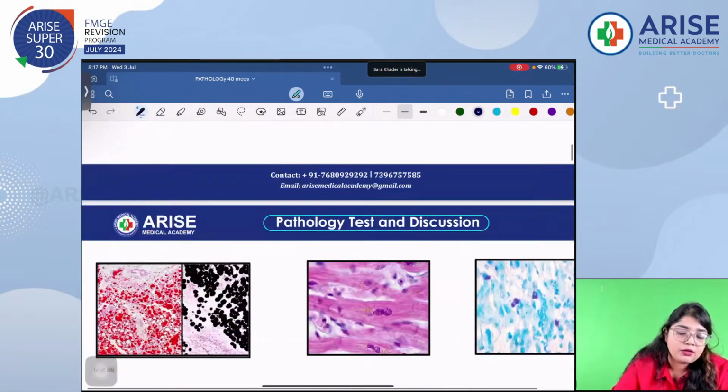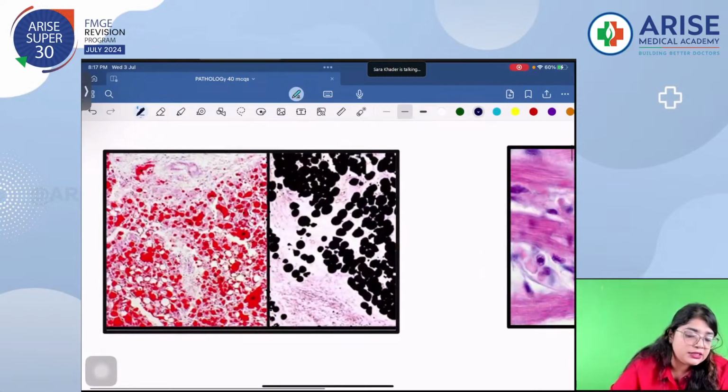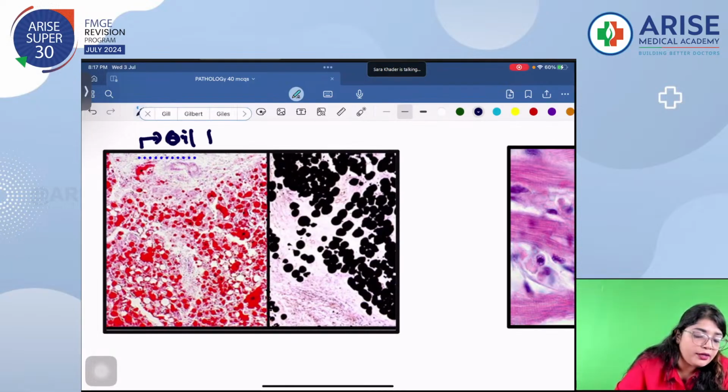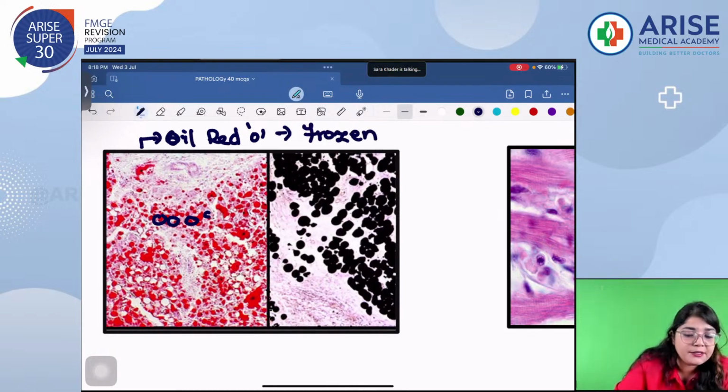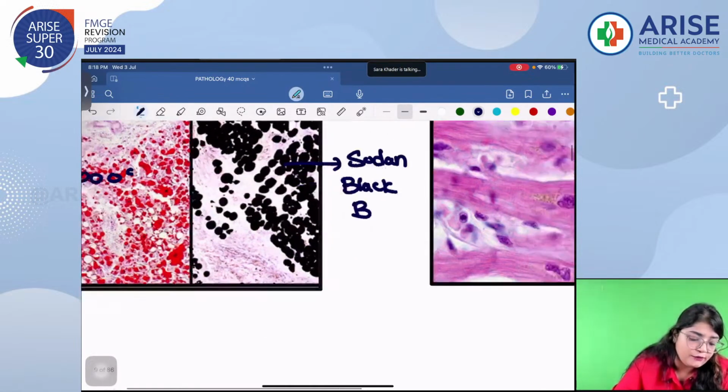Okay, all right. These are, if you can see, nothing but your oil red O. Oil red O stains lipids. You can see lipids have all become red. And this is done on frozen section. We use cryoprecipitate here. What about this one? This is actually your Sudan. You can see the black color, right? So Sudan black B. Yes, very good.